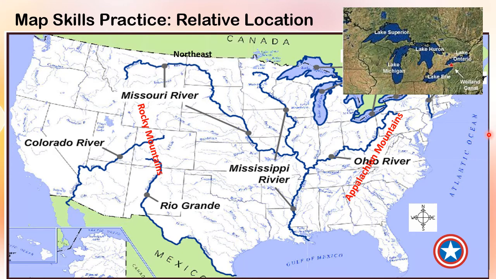The Mississippi River is in what direction from Washington, D.C.? Washington, D.C. is over here. So if we look at the Mississippi River, it's to the left. That means the Mississippi River is to the west of Washington, D.C. And if you look at, here's Lake Erie and here's Lake Michigan. Lake Erie is to the right. That makes it east of Lake Michigan.